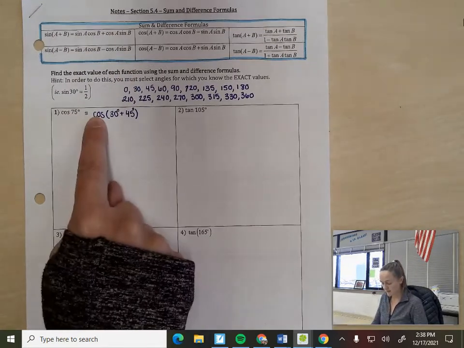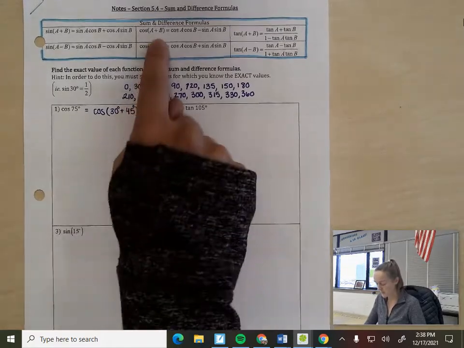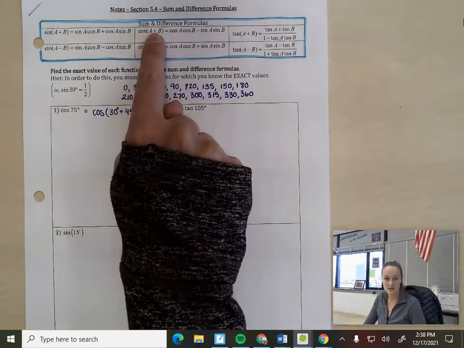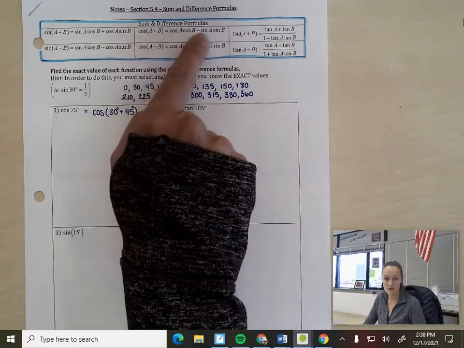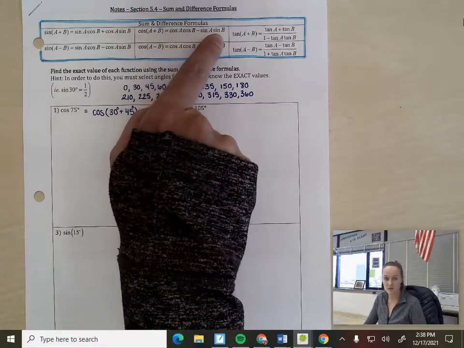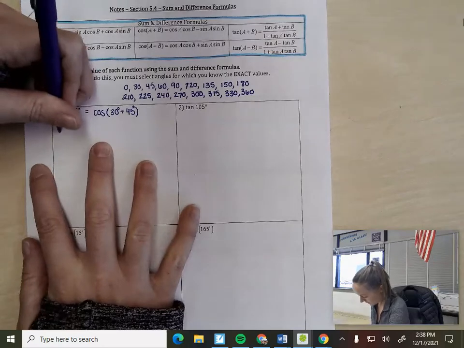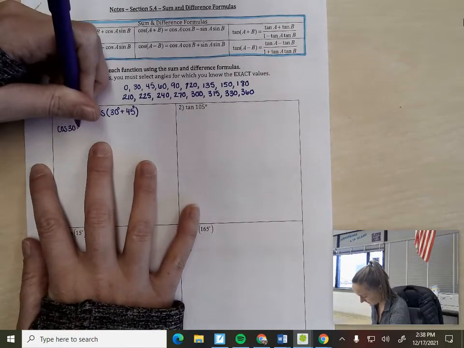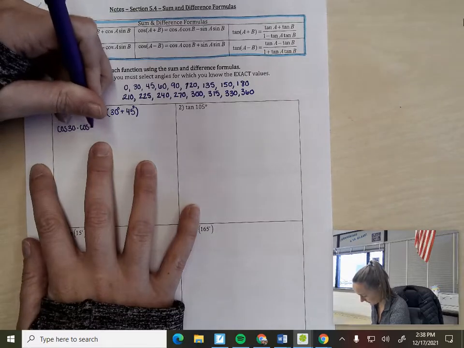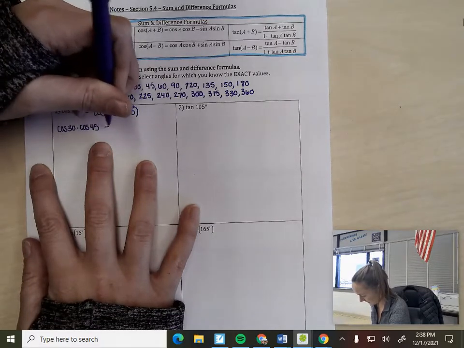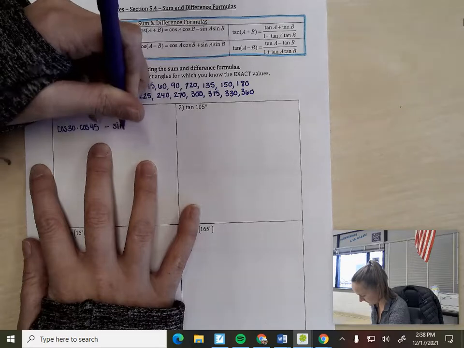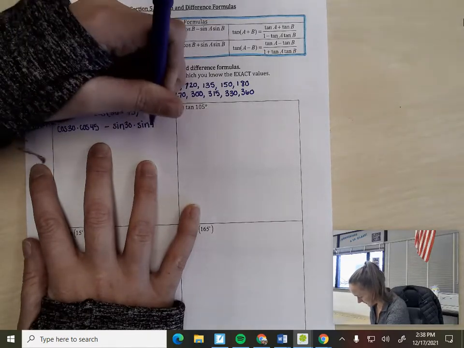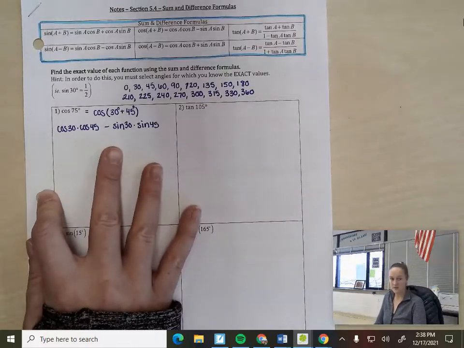So this is cosine, and I'm using addition. So I'm going to use my sum formula for cosine. So cosine of A plus B equals cosine of A times cosine of B minus sine of A times sine of B. So I've got cosine of 30 times cosine of 45 minus sine of 30 times sine of 45. Literally using a formula, that's all.